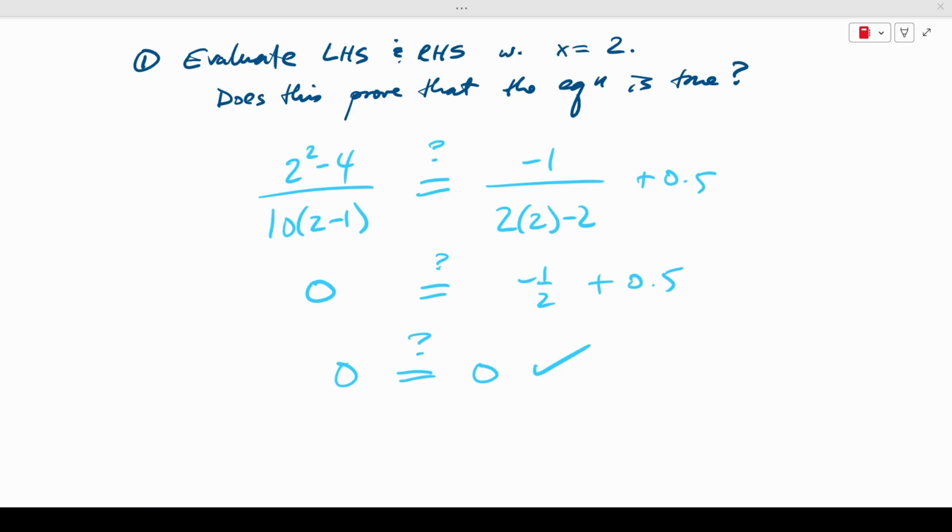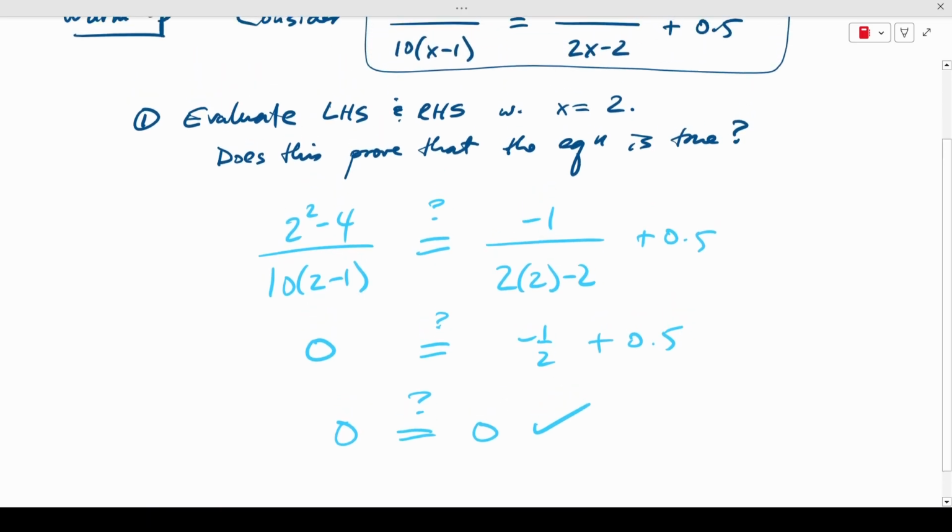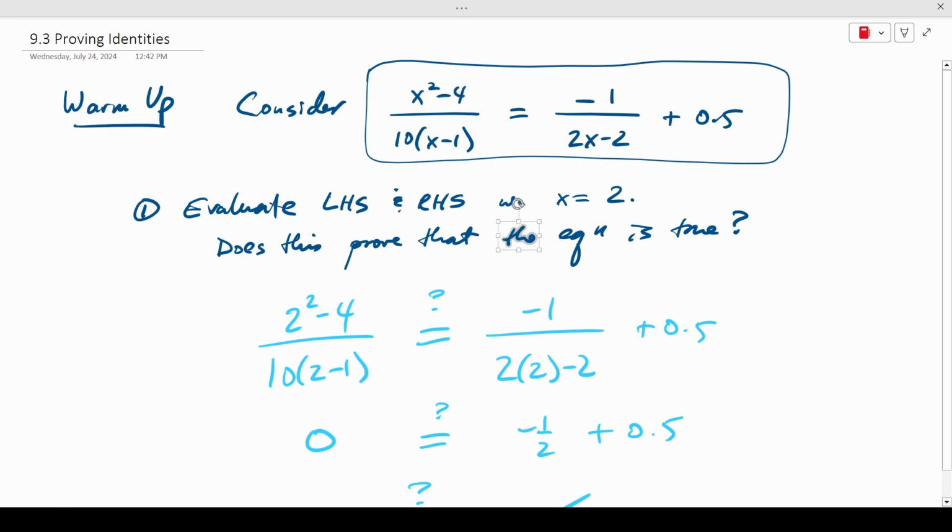All right, now is this what you got? 0 equals 0? If so, does it prove that the equation is true? And the answer is no, it doesn't prove it. It just shows that the equation holds for this value of x. But it doesn't prove that it's true for all x. For this to equal this means that it's true for all x. And we don't know that that's true yet.